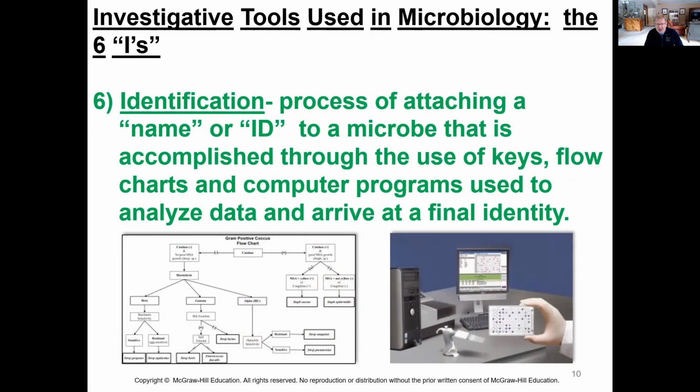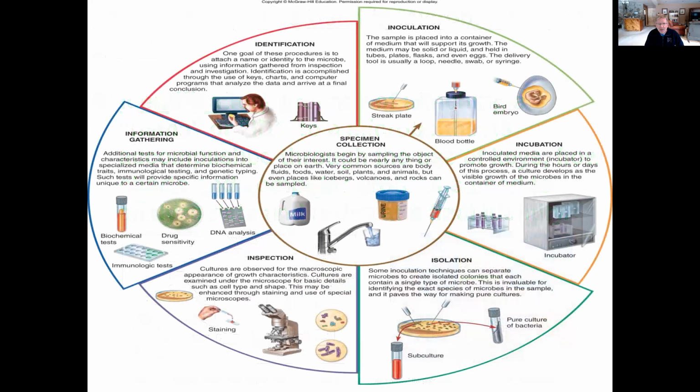The proper identification is a critical part of these eyes of microbiology. In fact, it's the last one. So here's just a review of those 6 eyes, starting with inoculation, incubation, isolation, inspection, gathering information, and hopefully culminating ultimately in the identification of the bacteria. Just a nice summary slide to take a look at, spend some time reading.